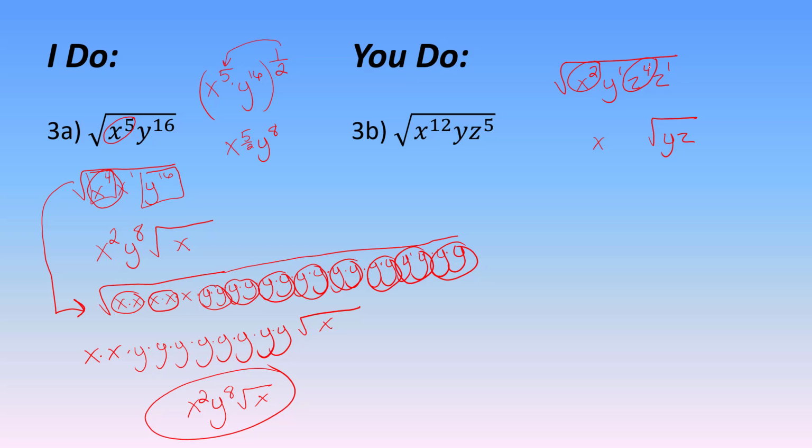X to the squared means there are two x's, half of them come out, so just x. Z to the 4th means that there are 4 z's, half of them come out, and that's going to leave me with 2 z's outside. So xz squared root yz.